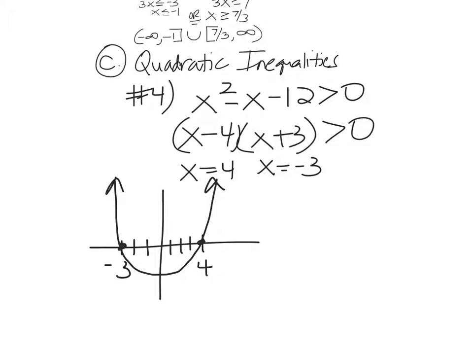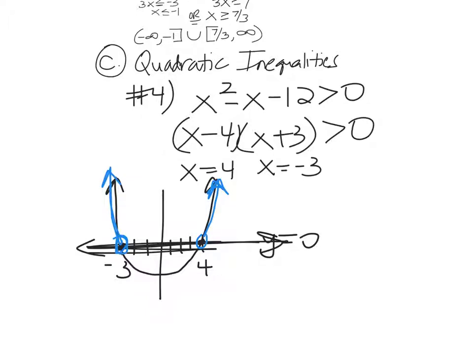And we're trying to see where our parabola is greater than 0. The line y equals 0 is the x-axis. So where is this parabola greater than 0? Where is it above the line? Well, it's greater than 0 right here, not including this guy, because that's where it equals 0. And then it's greater than 0 here and up.